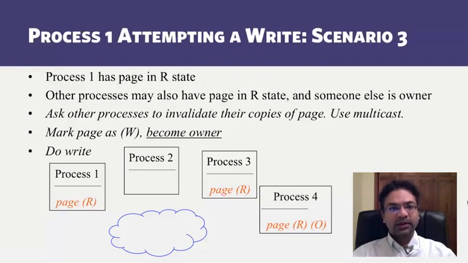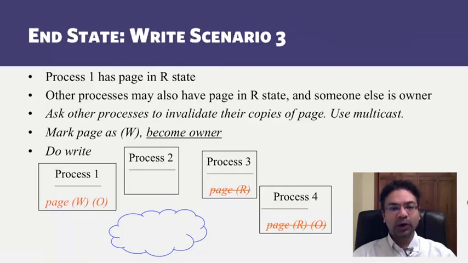Let's discuss the third scenario. In this case, someone else is the owner, and process 1 has the page in the read state. Once again, this is similar to the previous case, except that process 1 now additionally needs to become the owner. So the other processes are asked to invalidate their copies of the page. They do so. Processes 3 and 4 do so here in this particular figure. And process 1 gets the ownership of the page as well as marks the page as W and then does a write on that page.